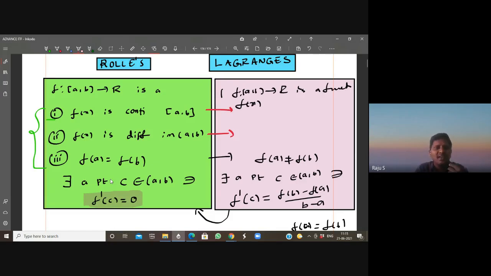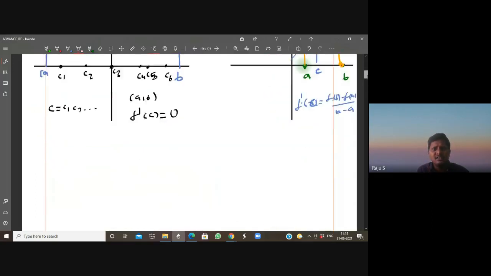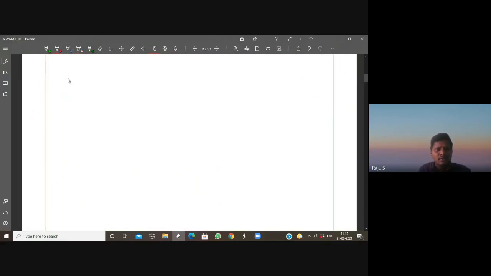For example, if I take the function as greatest integer function, I'm taking, for example, f of x is equal to greatest integer function. I'm taking the interval as 1 to 3. Is it continuous function, greatest integer? Is it continuous? No. It is not continuous at every integer because it is jumping from one value to another value at every integer. So it is not continuous. Okay, not continuous at 1, not continuous at 2, not continuous at 3.